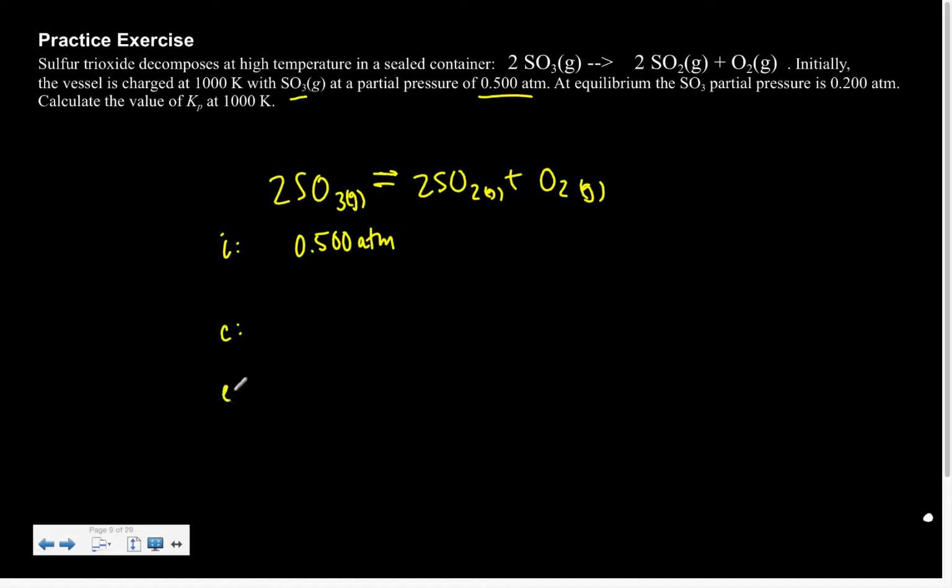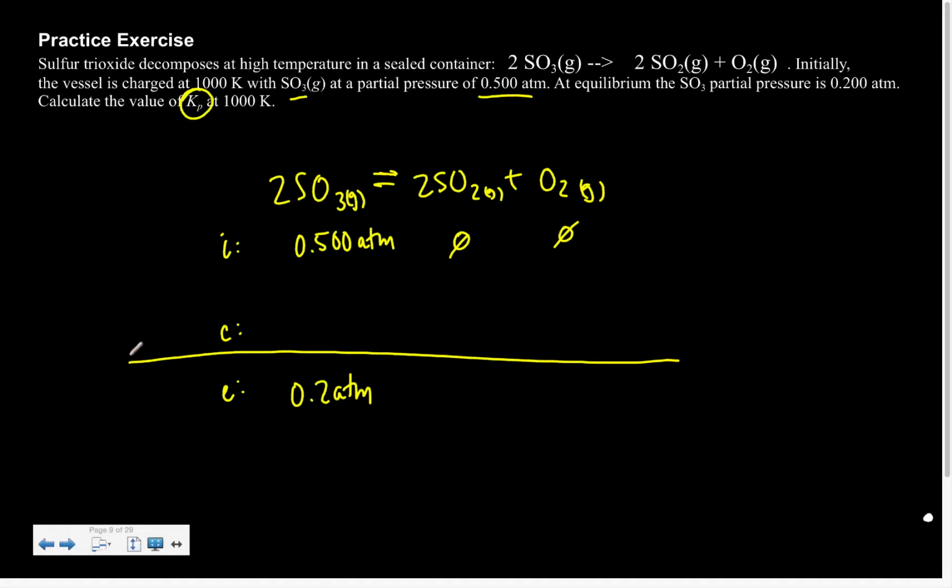And I have my change and my equilibrium. Now, if initially I'm charged with just this, that means I have how much of these? Obviously that much. Now, it says that at equilibrium, the SO3 partial pressure is 0.2. Note that that's not a change. That's my equilibrium partial pressure of SO3, 0.2 atmospheres, and I want to know my Kp.